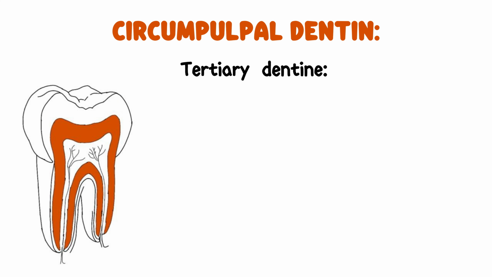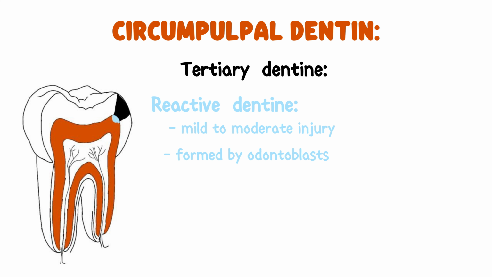Tertiary dentin forms in response to injury or irritation, acting as a protective mechanism for the pulp. It can be classified into two types. Reactive dentin. This type of tertiary dentin is formed when the injury is mild to moderate and does not damage the odontoblasts. The existing odontoblasts produce this layer, which is more organized and resembles primary dentin.